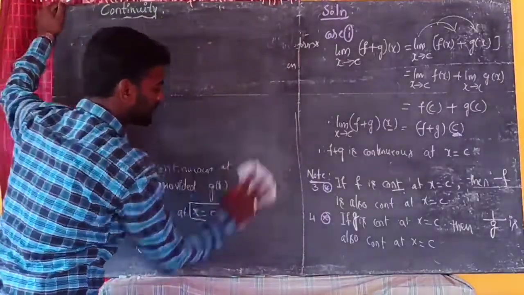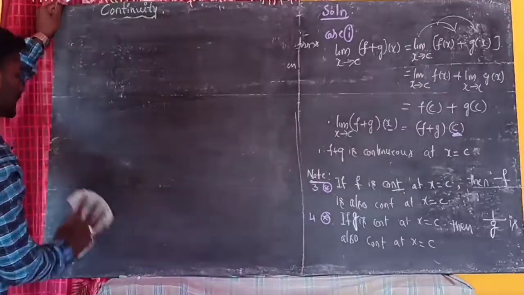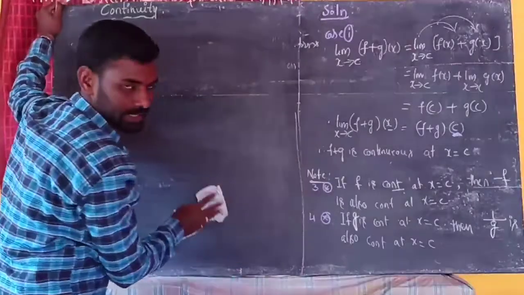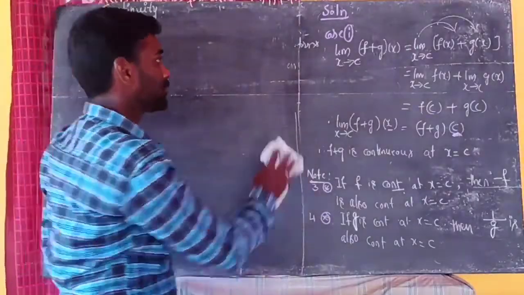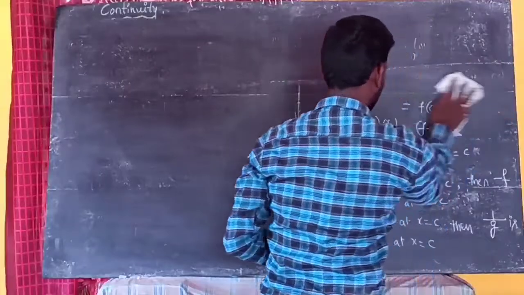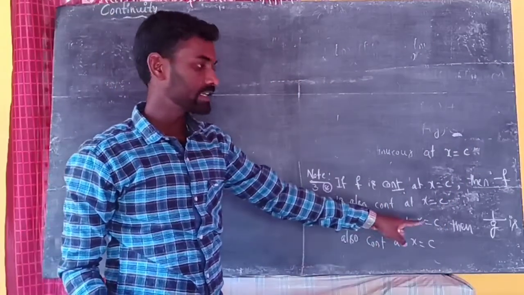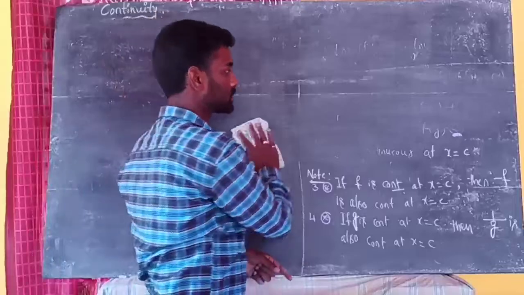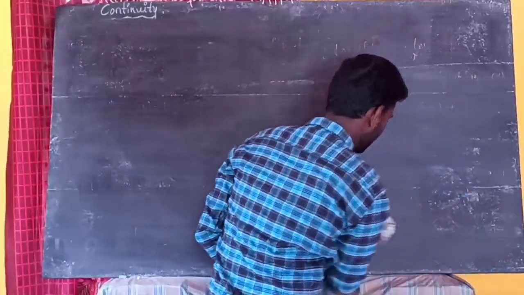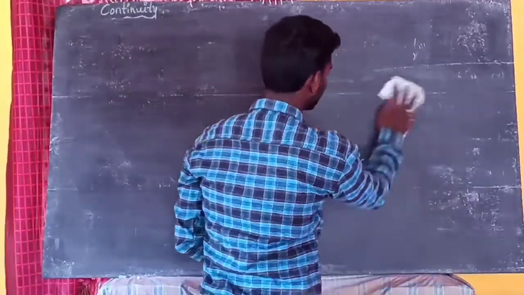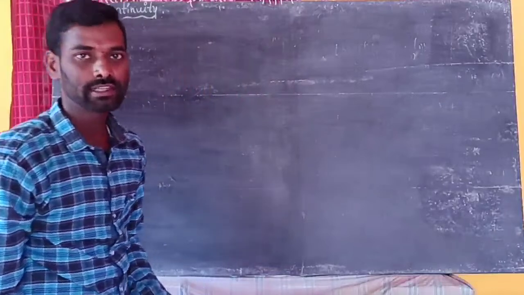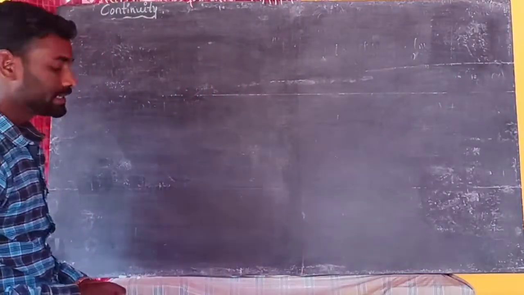Keep it in your mind, if f is continuous at x equal to c, then minus f is also continuous at x equal to c. Second one, if g is continuous at x equal to c, then 1 by g is also continuous at x equal to c. If f is continuous at x equal to c, then 1 by f is also continuous at x equal to c, like that. Okay. Now, next question.